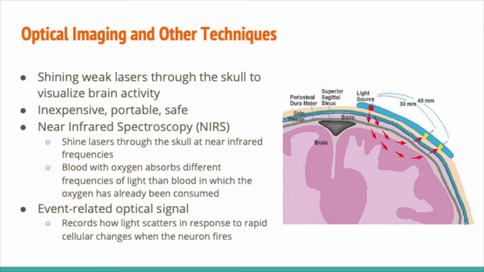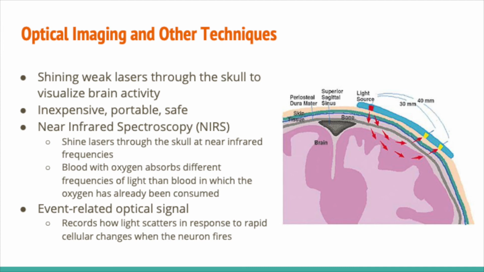Now I'm going to change from talking about electrical imaging to more optical imaging and other techniques. The way optical imaging works is by shining weak lasers through the skull to visualize brain activity. The good things about it are that it's really inexpensive, it's portable, so you can do it just about anywhere if you bring the equipment, and it's safe.